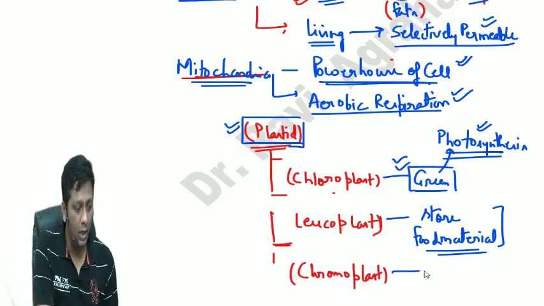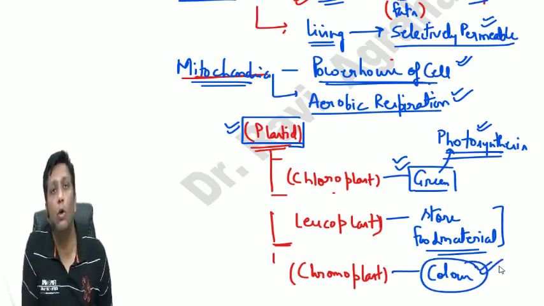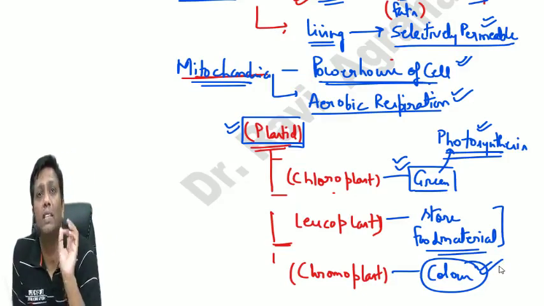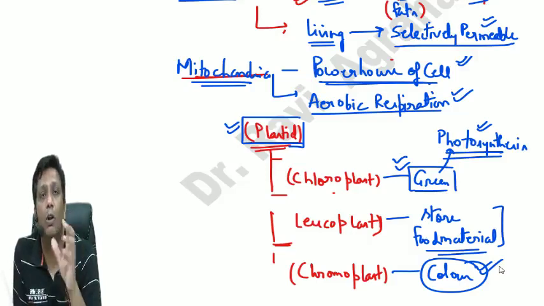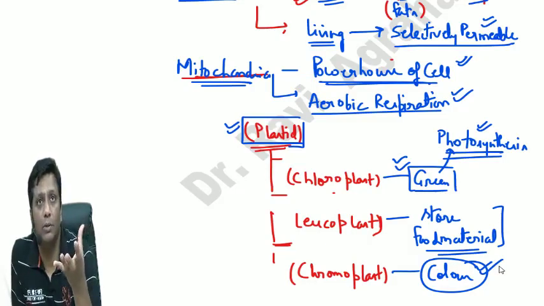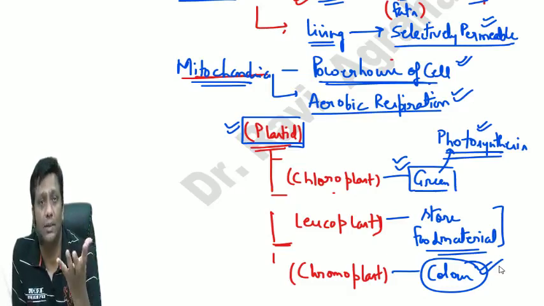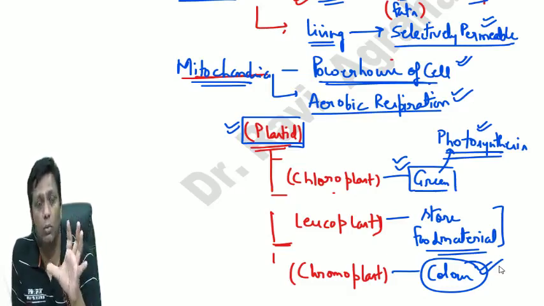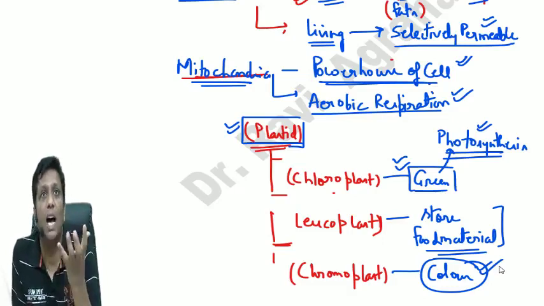Chromoplast. Chromoplast provides specific color to the plants. Chroma means color, so chromoplasts provide a specific color to the plants and their body parts. I can give you an example. Before ripening, see the color and nature of the tomato. It is green in color and hard. The reason is that at that time the tomato needs photosynthesis, so chloroplast is there and the fruit is hard.